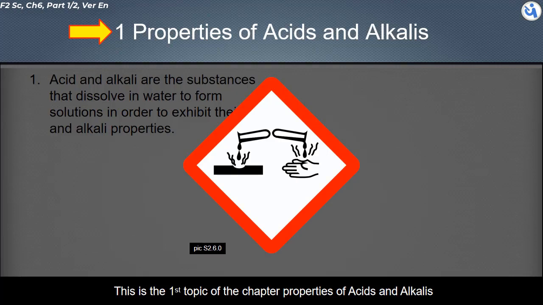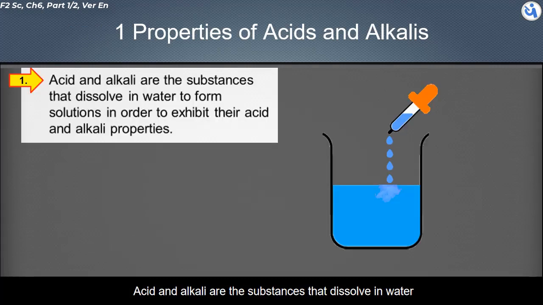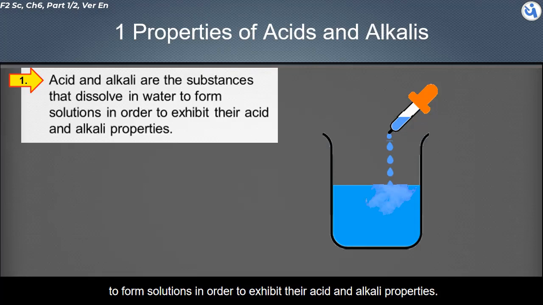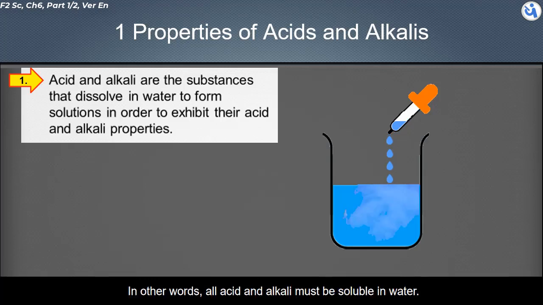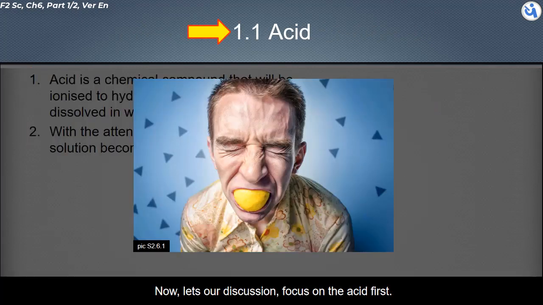This is the first topic of the chapter, Properties of Acids and Alkalis. Acids and alkalis are substances that dissolve in water to form solutions, in order to exhibit their acid and alkali properties. In other words, all acids and alkalis must be soluble in water. Now, let's focus our discussion on acids first.